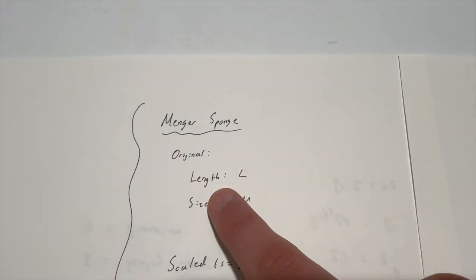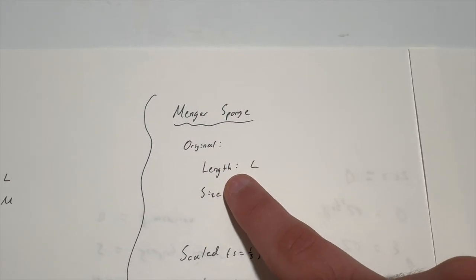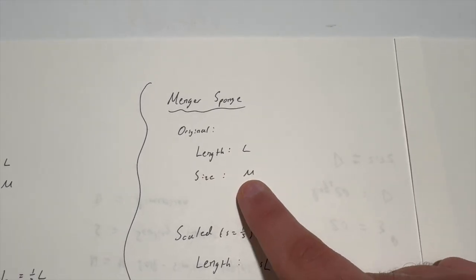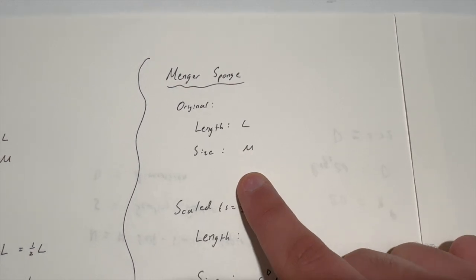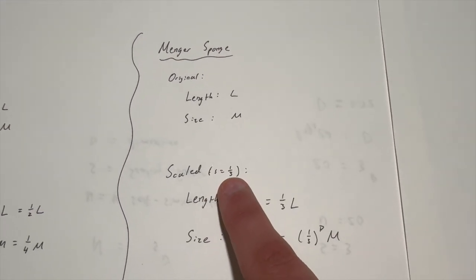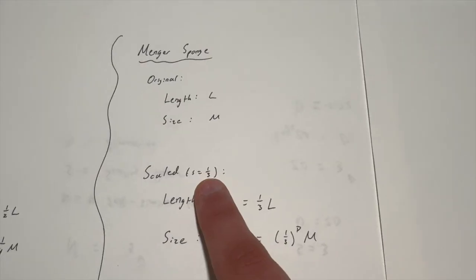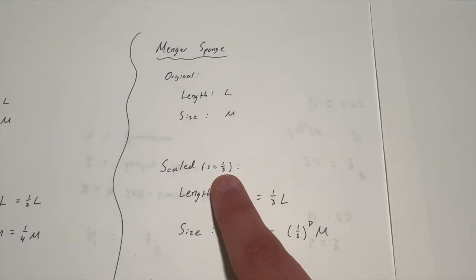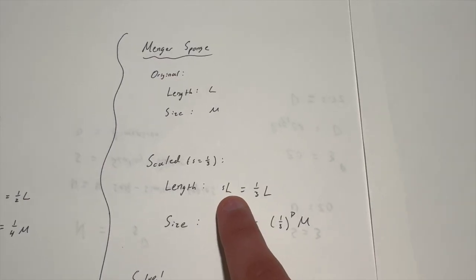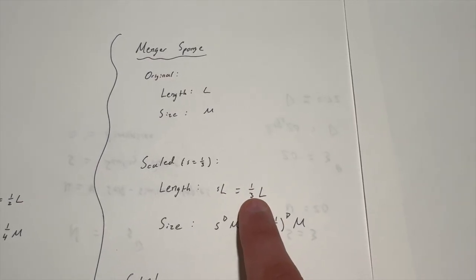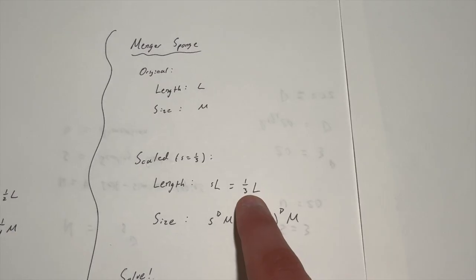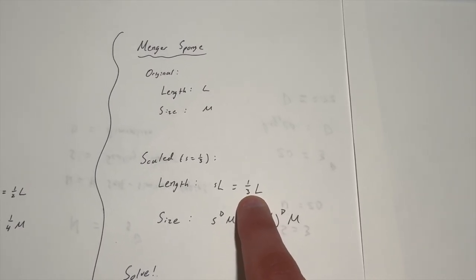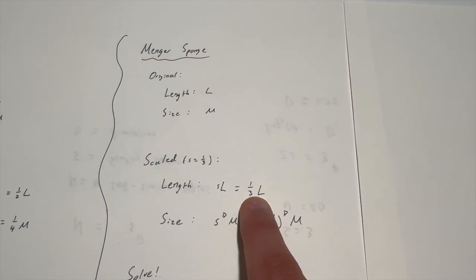Consider a Menger sponge, or a cube, that has side length L and size M. And consider a smaller portion of the Menger sponge. Consider applying one iteration of the cube deletion process that we discussed earlier. The side length of one of these cubes is now going to be S times L, where S is 1/3. It's going to be 1/3 times L. And that's because with each iteration, we split the sponge into a 3x3x3 grid.